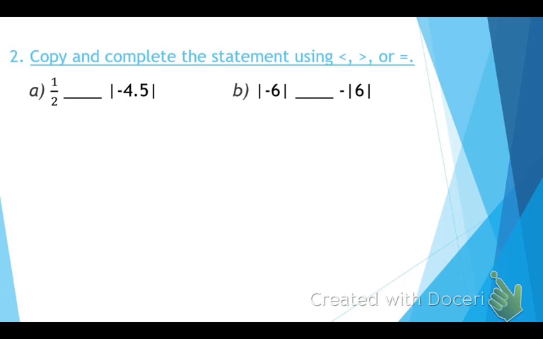Copy and complete the statement using less than, greater than, or equal to. On the left side, I have a fraction. On the right side, I have a what? A decimal. So we're going to end up making those look similar. But first thing I want to do is I want to get rid of the absolute value of that part. So we're going to go ahead and just drop down the half, bring down the blank. And what is the absolute value of -4.5? Just 4.5.